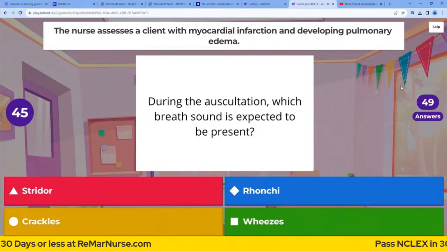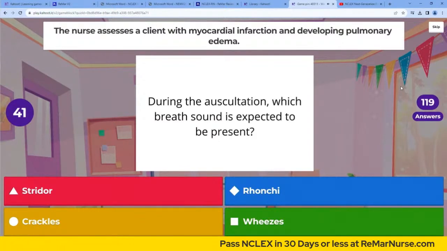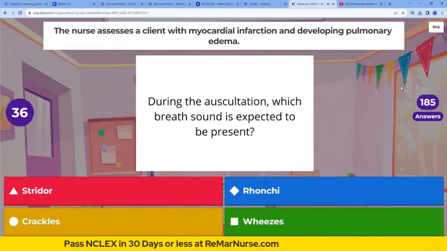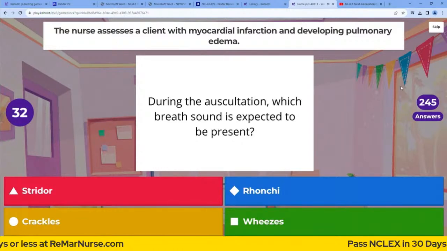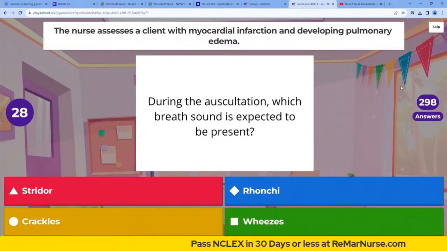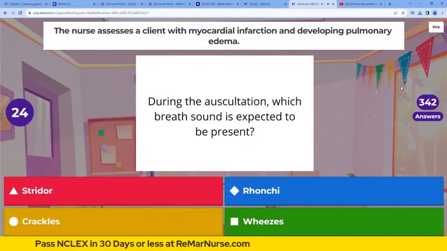Yellow, crackles? Blue, rhonchi? Or green, wheezes? Okay. Hey, everybody, come on in. We're studying. We're deep into studying. And I'm asking you about a client with myocardial infarction developing pulmonary edema. We're listening to the lung sounds, okay? What are we expecting to be hearing?